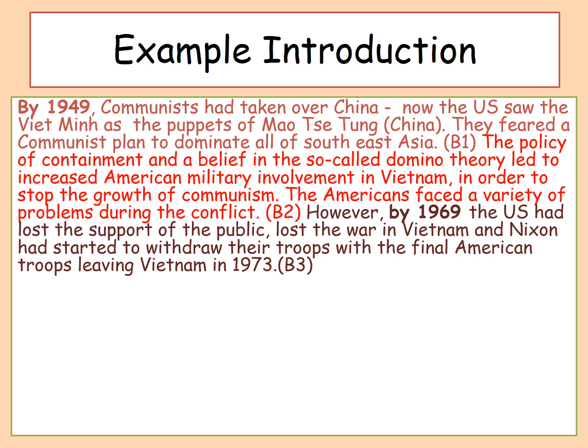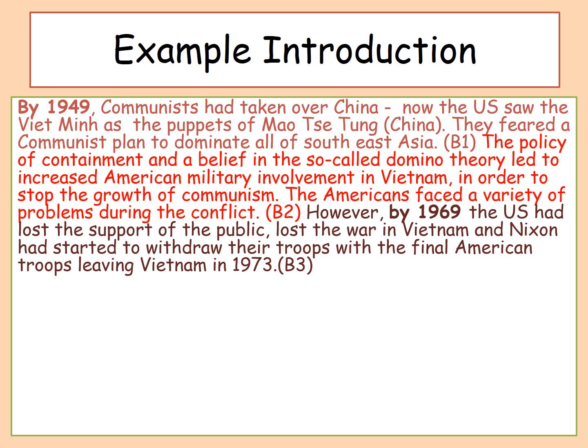The policy of containment and a belief in the so-called domino theory led to the increased American military involvement in Vietnam in order to stop the growth of communism. The Americans faced a variety of problems during the conflict. So there's background point 2. However, by 1969, the US had lost the support of the public, lost the war in Vietnam, and Nixon had started to withdraw their troops, with the final troops leaving Vietnam in 1979.